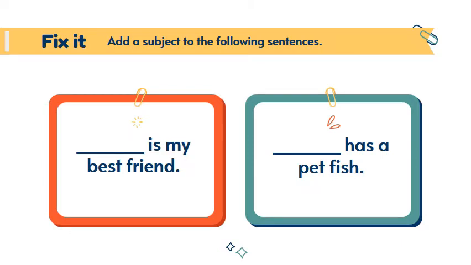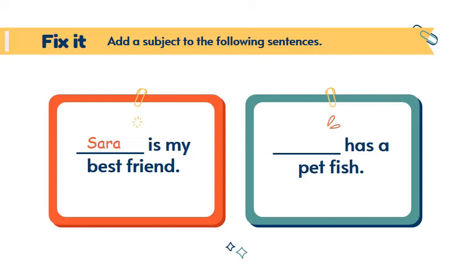We have two sentences. We have to add a subject to the following sentences. The first sentence, blank is my best friend. You can write any name. You can write Sarah, Sammy. My mother is my best friend, for example. I wrote Sarah. Sarah is my best friend.